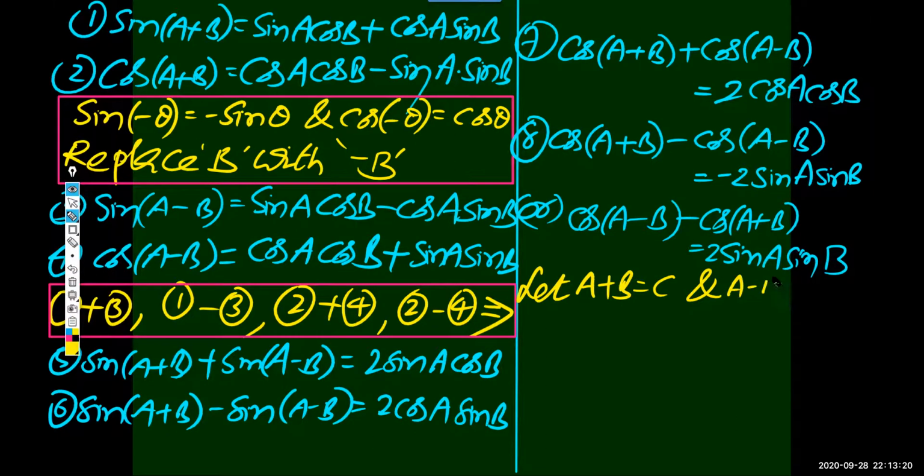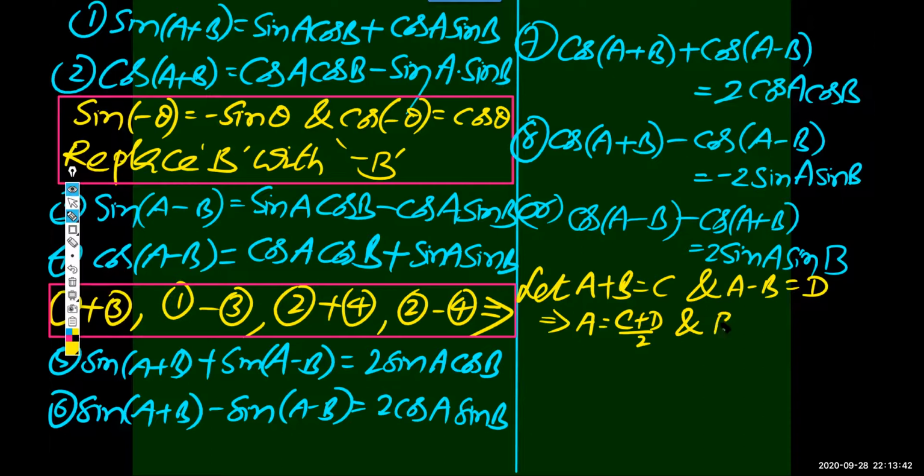A minus B is equal to D. Implies, come on, tell me, if you add these two, what is the value of A you get? 2A. And on the right side, you will get C plus D. Then what is A then? C plus D by 2.